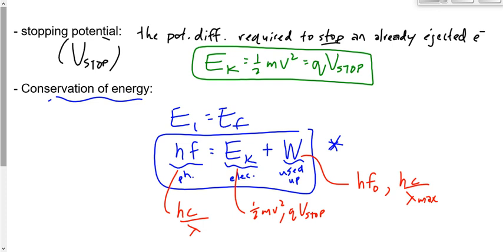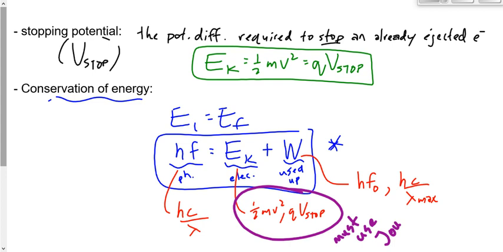One word of caution though. We said yesterday that we can almost always use joules or electron volts whenever we want. We still can, almost always. But there is one situation where you can't. If you use 1/2 mv squared or QV stop, you must use joules. Anything else that we've seen so far, you're allowed to use joules or electron volts. If you're using 1/2 mv squared or QV stop, though, you've got to use joules. You have no choice.